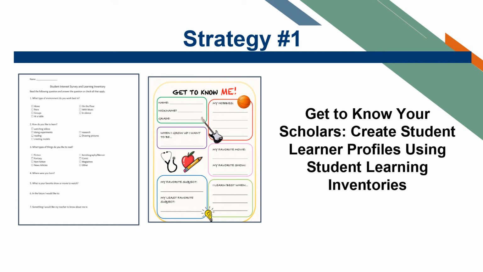Consider your students' strengths, weaknesses, and learning styles when creating lessons, planning for accommodations, and even grouping students strategically. Your knowledge of your students will enhance their learning and boost their achievement. So strategy number 1 is getting to know your students. You can do that by creating student learning profiles using student learning inventories.